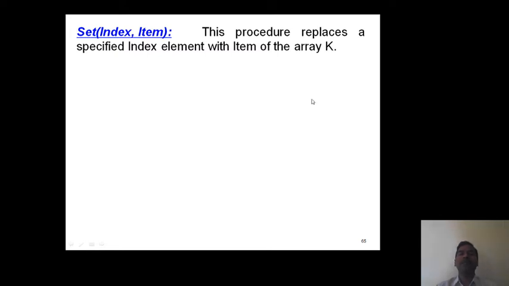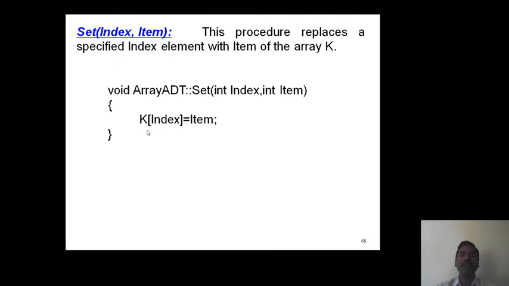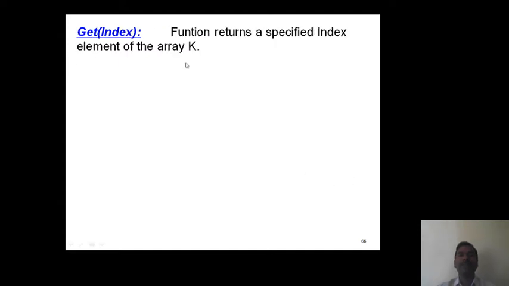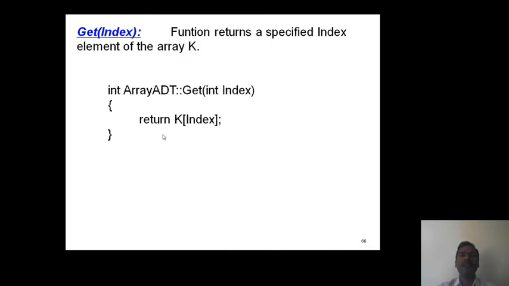Set function. This procedure replaces the specified index position element with the new element item of the array. Here the simple logic, K of index equivalent to item. Get function. This function returns the specified index element of the array K. The simple logic, return K of index.